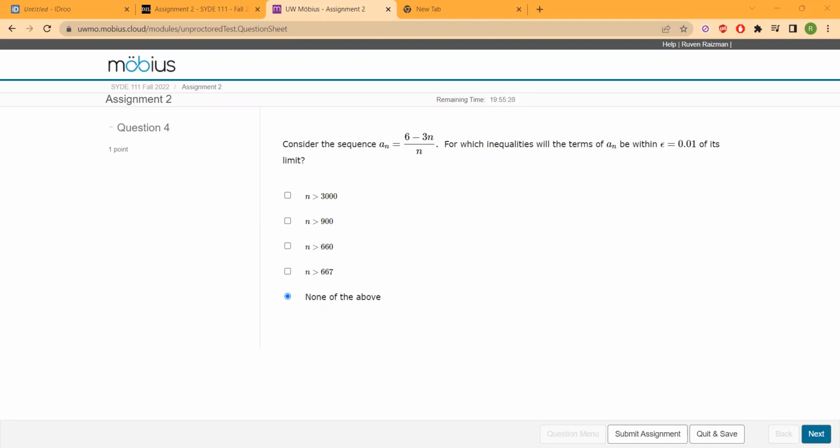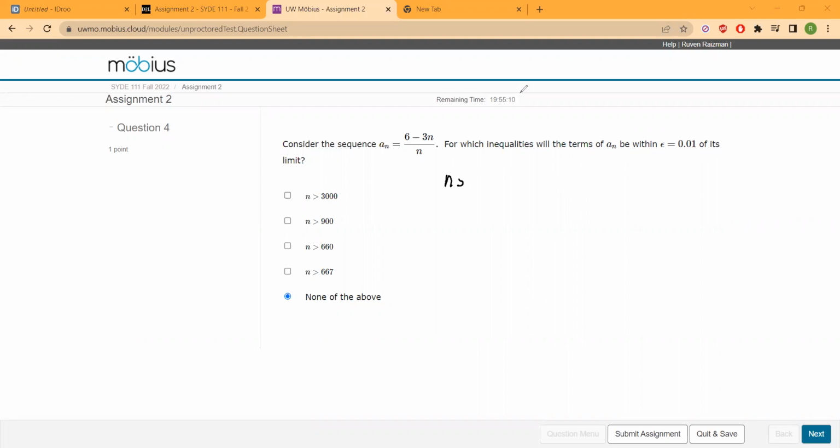So basically we're asking for which terms of n, when n is greater than what term will the epsilon, or the distance from its limit, be smaller or equal to 0.01.